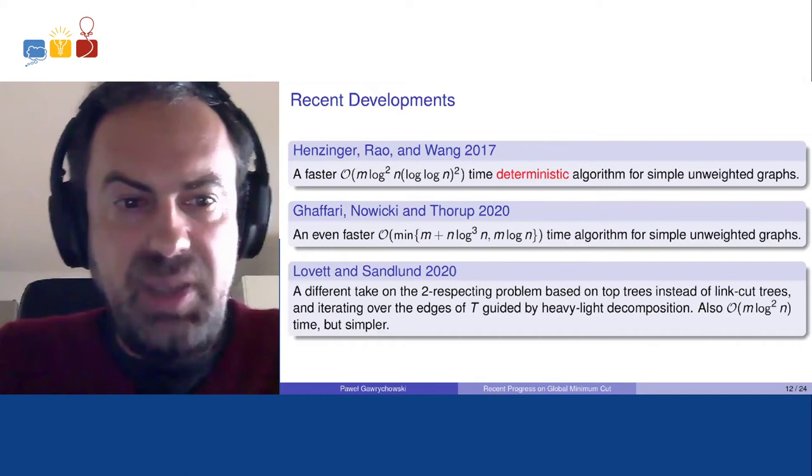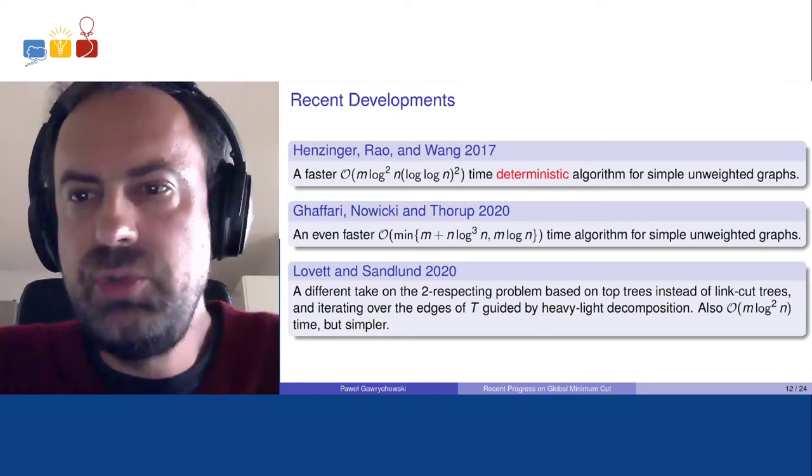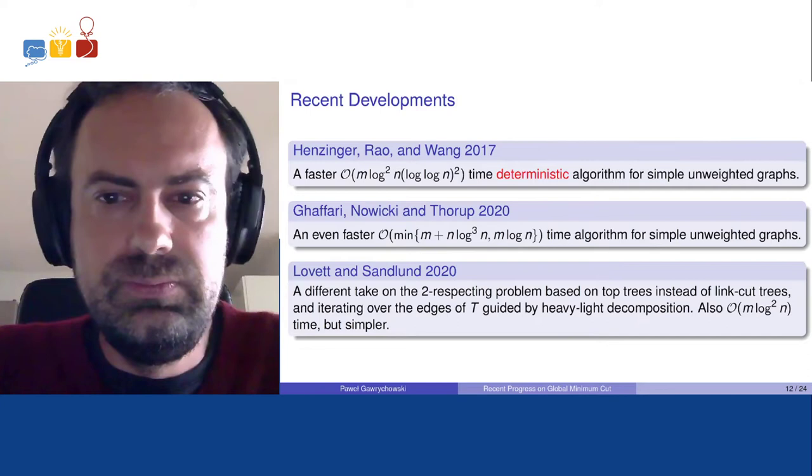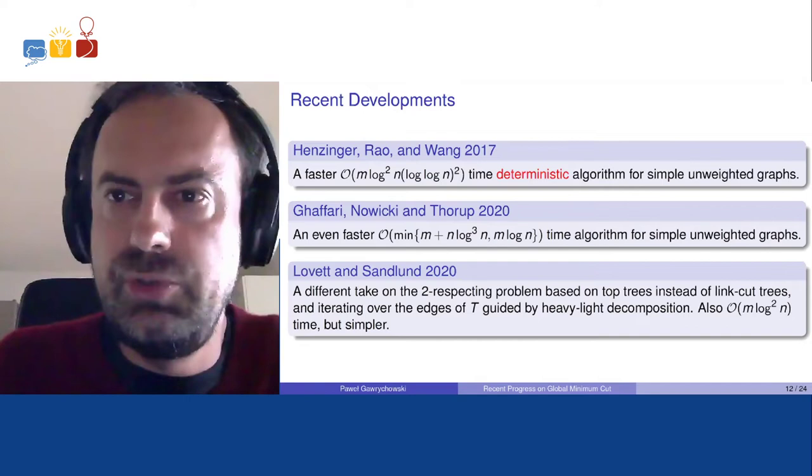So simple unweighted seems a bit easier, and we don't need randomization. Okay, and then there was a paper by Lamont and Sandland. They solved the two respecting problem, so the case when you seek two edges in T, but instead of linked trees, they use top trees, which is some other structure. And instead of doing this Bauf decomposition, they used the standard heavy light decomposition. So it was a simpler algorithm, but the running time was the same, m log squared per tree, so m log cubed. Okay, but it was simpler. It used more standard tools.